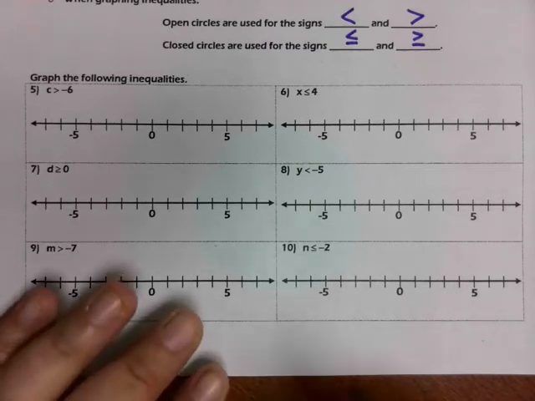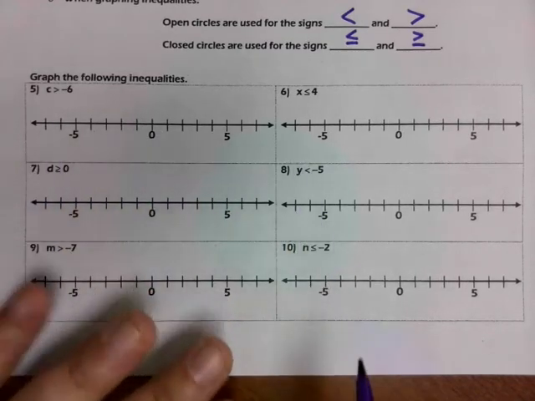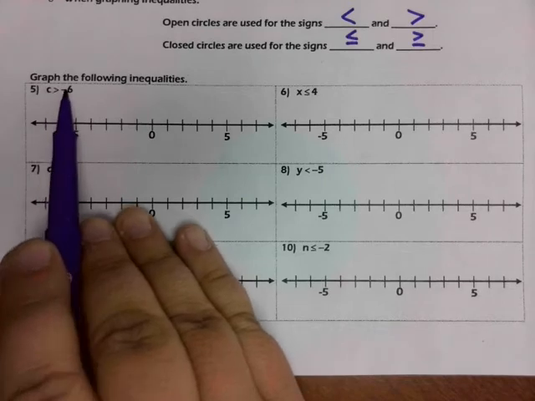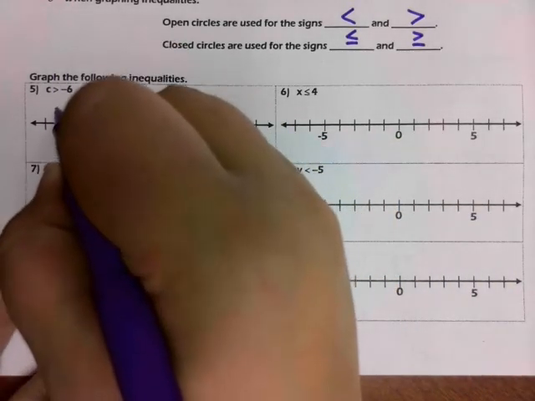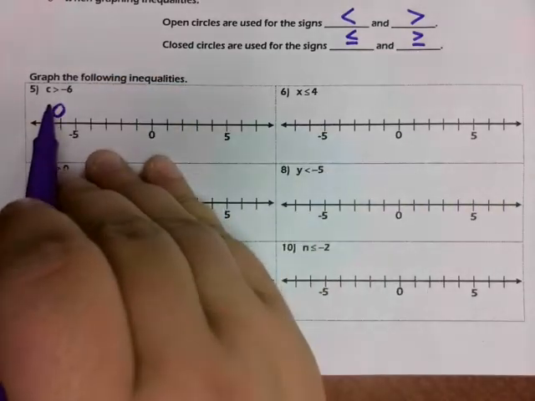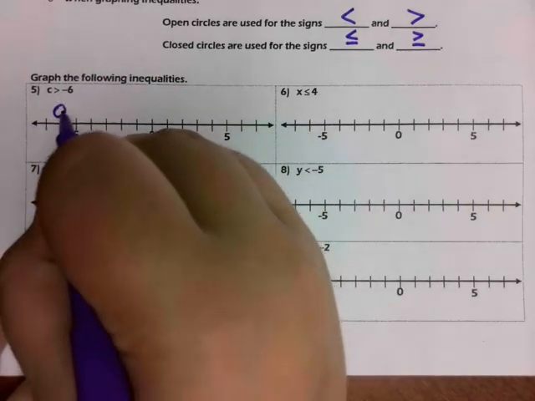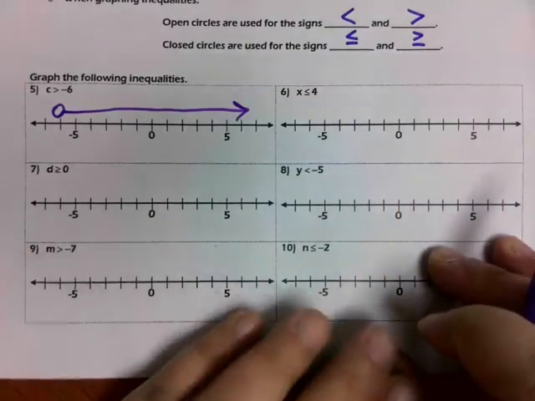All right, so now that you've done those, let's go over them really quickly. We've got c is greater than negative 6. So negative 6 would be here right after 5. We're going to put an open circle. It's saying c has to be greater, so we point to the right.